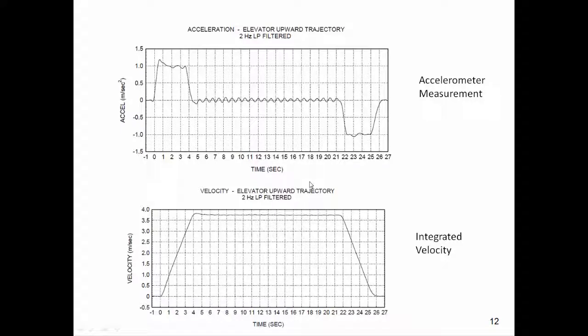On the bottom graph, this is integrated velocity. This was post-processing digital integration, again with 2 Hz low-pass filtered data. So we have the velocity in meters per second and time in seconds. You can see we have the ramp due to the acceleration, then a steady-state velocity, and then the deceleration, where the velocity is decreasing, ramping down.